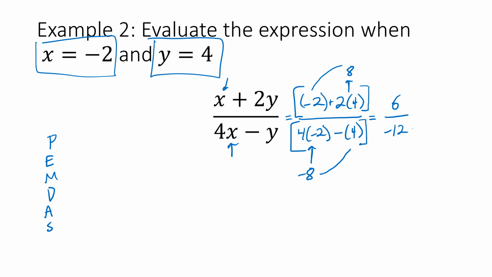Now, just a reminder, it's totally fine to have a fraction in your final answer. That'll happen from time to time. We just need to make sure we can reduce. In this case, I see that I can divide the top and the bottom by 6, so this fraction reduces to 1 over -2. And we're done. Perfect. Did you get it right? I hope so.